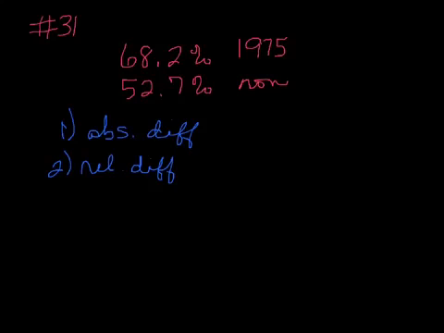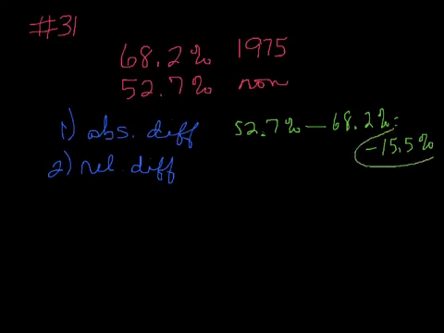All right? But what you need to know when you're doing these is, for absolute difference, you start with the current most value, which is 52.7. And you're going to subtract the original amount, which was 68.2. And when you subtract those two values, you get negative 15.5%. So that's the absolute difference. It went down 15.5, and we call that percentage points. Okay, so that's the absolute difference.